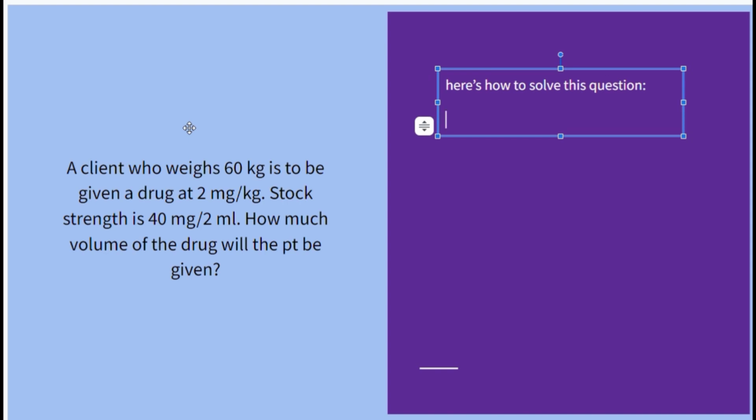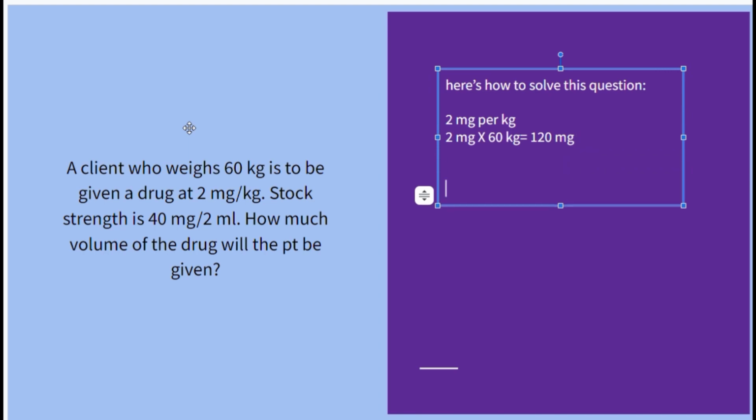The first step here, there are two things to do because they're giving us the weight of the patient, and they're telling us that the drug comes per kg. So first we need to find how many milligrams this patient needs. Because the patient weighs 60 kilograms, you multiply 2 milligrams per kg. So you're going to do 2 milligrams multiplied by 60 kg. That will be 120 milligrams. So 120 milligrams is the amount the patient needs.